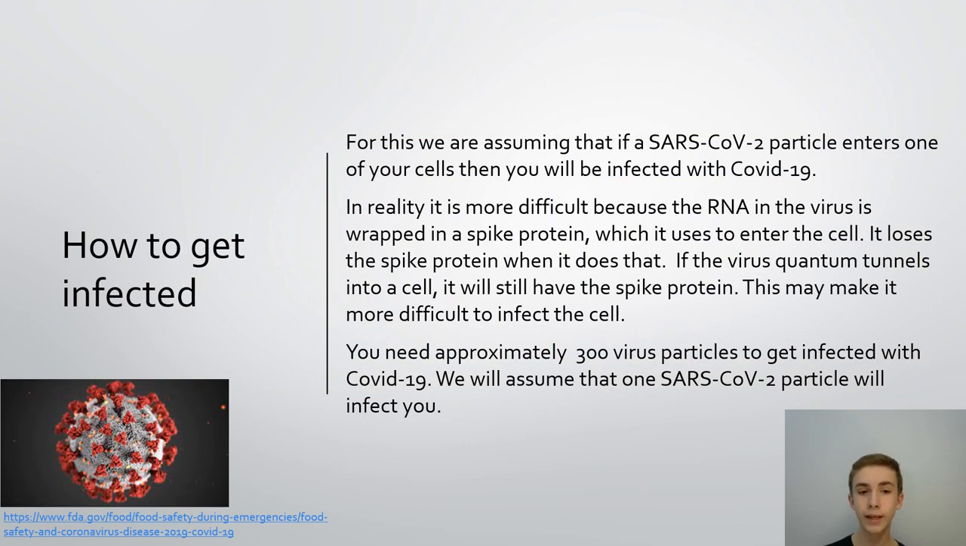How to get infected. For this, we are assuming that if a SARS-CoV-2 particle enters one of your cells, then you will be infected with COVID-19. In reality, it is more difficult because the RNA in the virus is wrapped in a spike protein which it uses to enter the cell. It loses the spike protein when it does that. If the virus quantum tunnels into the cell, it will still have the spike protein. This may make it more difficult to infect the cell. You need approximately 300 virus particles to get infected with COVID-19. For this, we will assume that one SARS-CoV-2 particle will infect you.